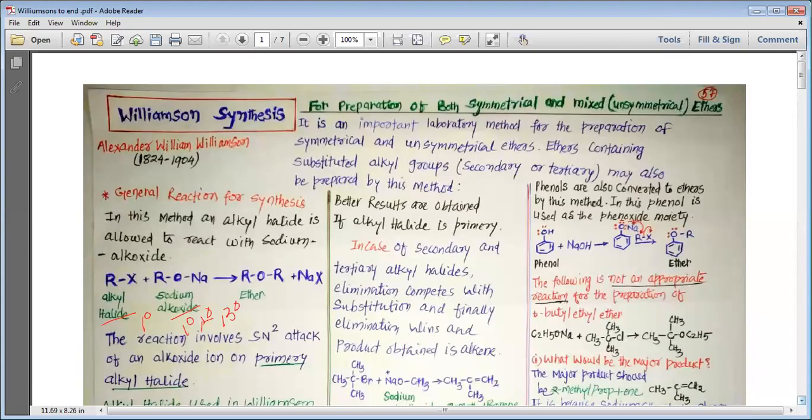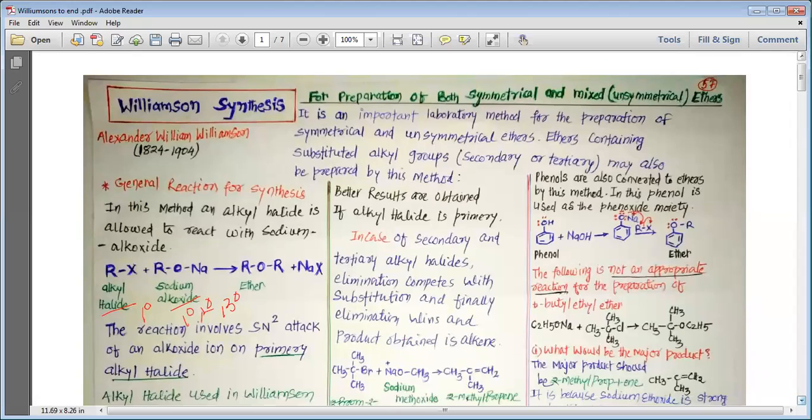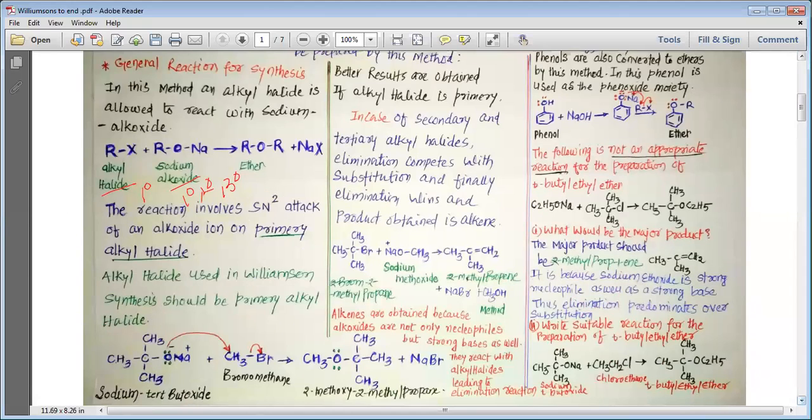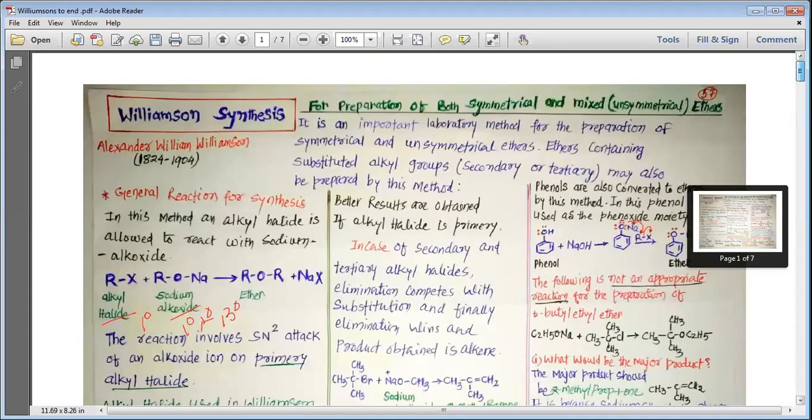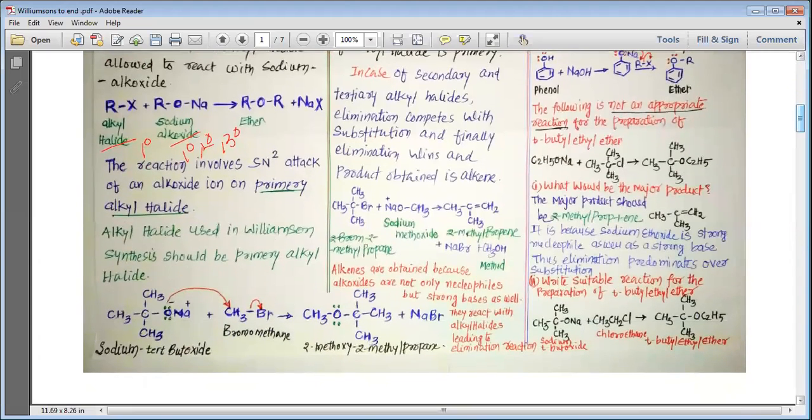So you can easily understand here that if your sodium alkoxide is tertiary, then it reacts with the primary alkyl halide and gives us the mixed ether. So this is how, my dear students, we understand. But if we take the alkyl halide tertiary, then there will be competition between the elimination and substitution, and we get the eliminated product, which is an alkene. The same we have understood with the examples also.